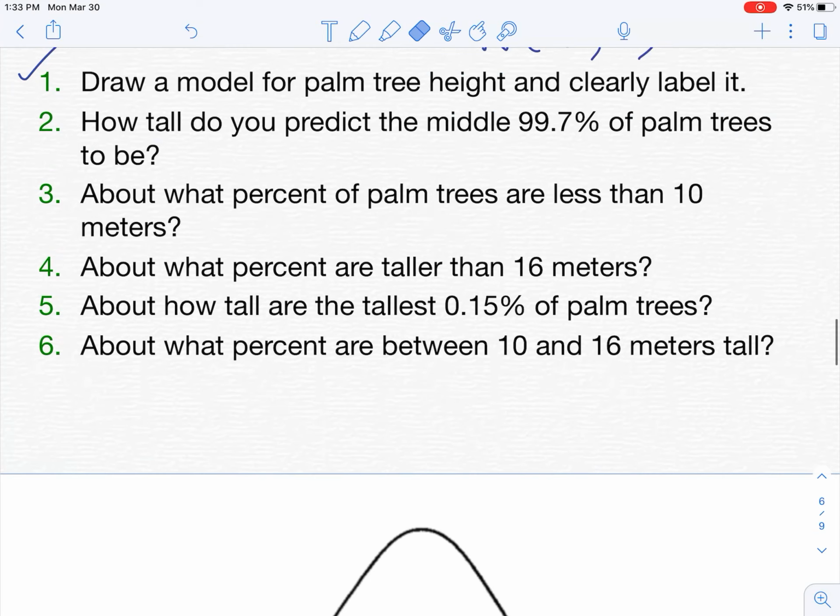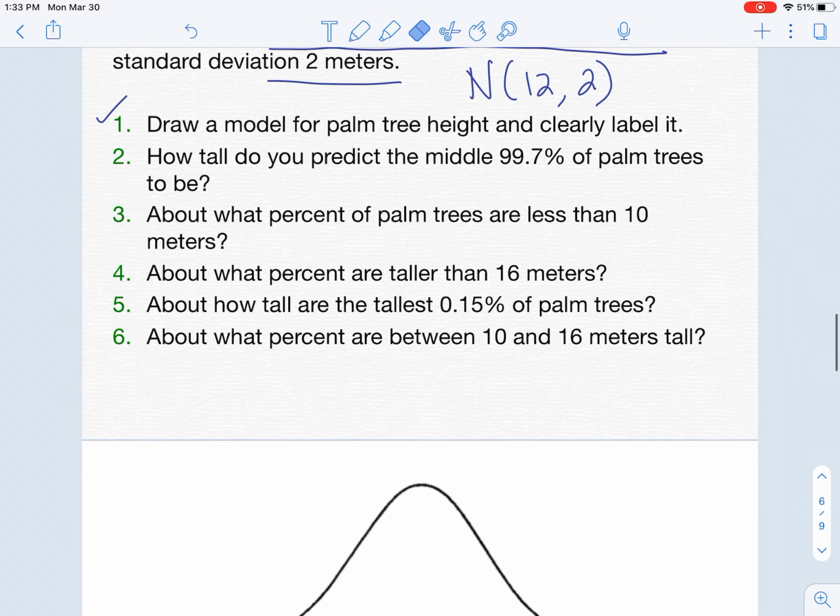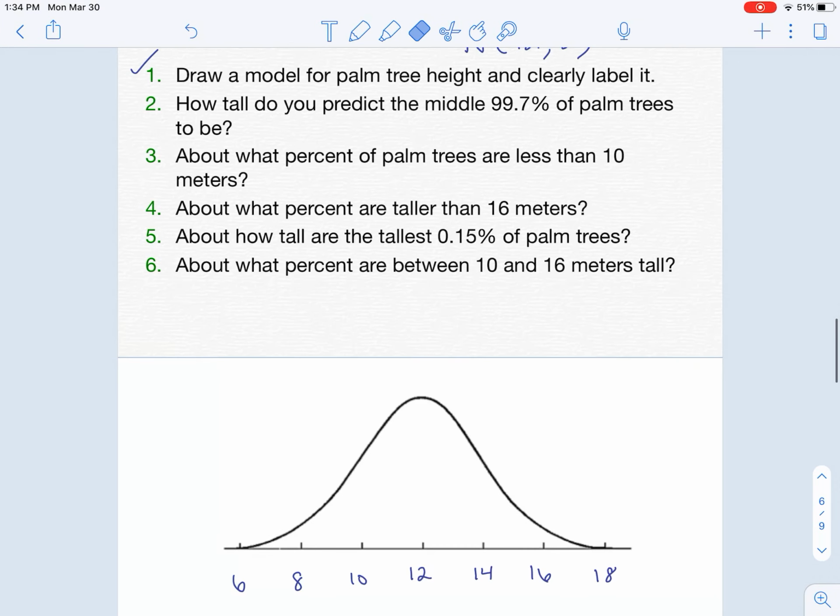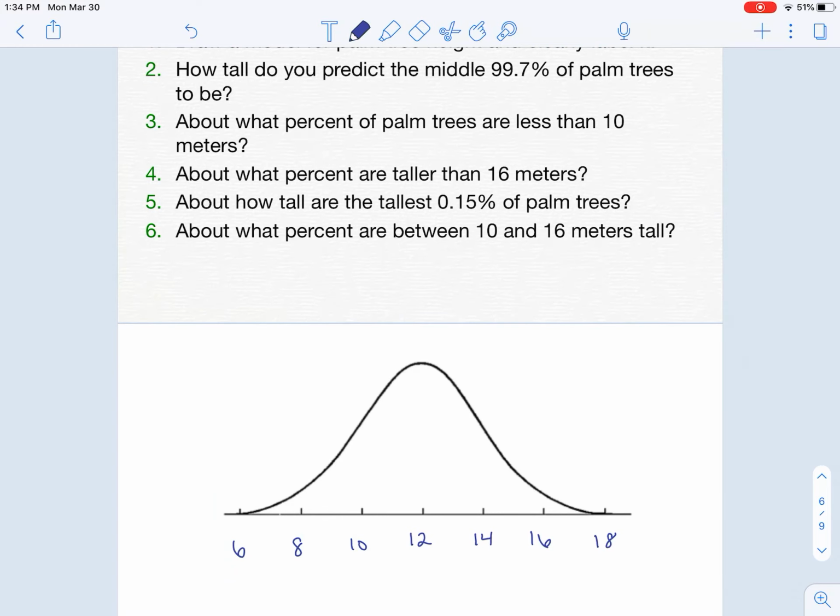Okay, let's keep moving. How tall do you predict the middle 99.7% of palm trees to be? Let me just fill this out a little bit more. From here to here is 68%, between 10 and 14. 95% of all palm trees are going to be within 2 standard deviations of the mean. 95% of all palm trees are within 8 and 16 meters tall.